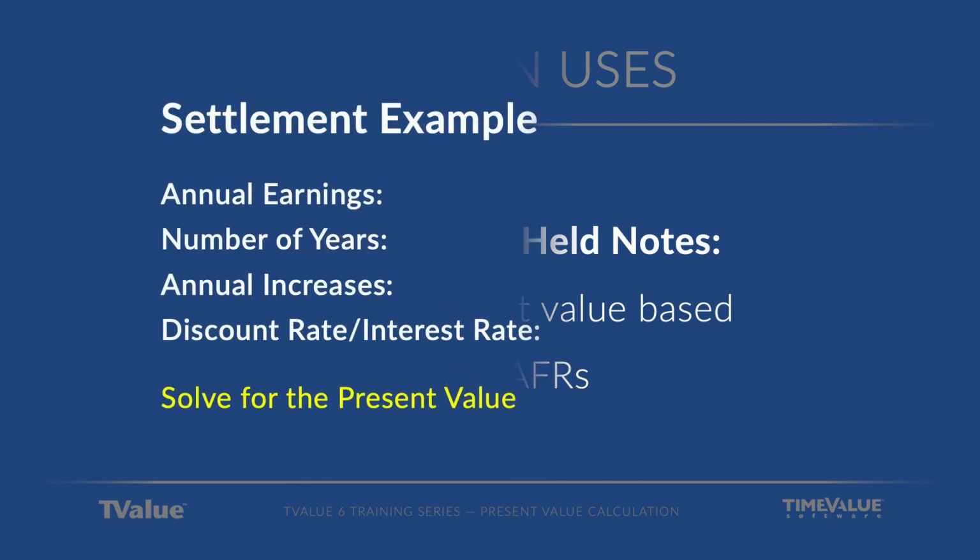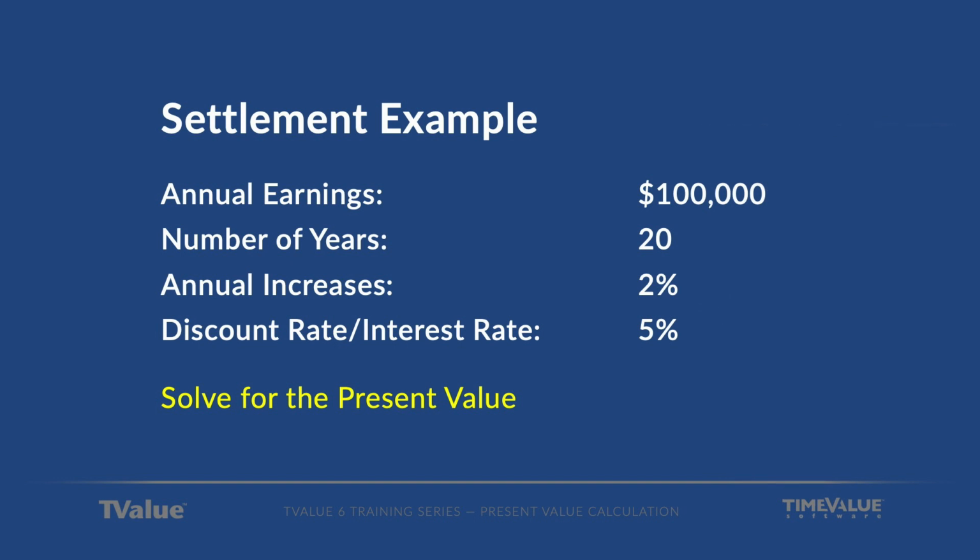So let's do a case. Let's do a settlement example. We'll have annual earnings of $100,000. We'll do it for 20 years. We're going to factor in a 2% increase, and we're going to discount it back at 5% and see what the present value of that $2 million is worth in TValue. So let's jump into TValue.